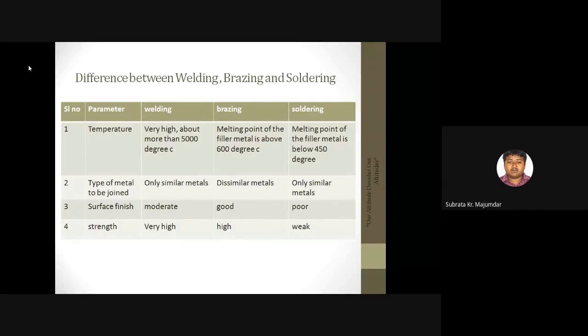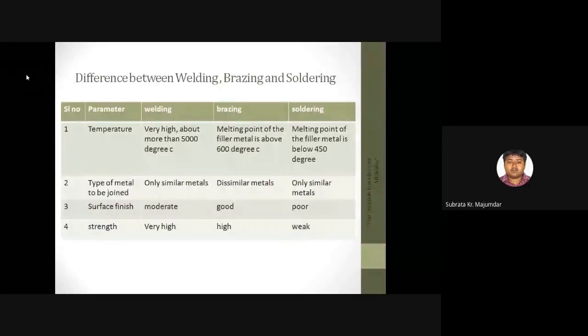Now we can discuss the difference between soldering, brazing and welding. First of all, we choose the parameter. Second, we choose the account of welding. Third, we choose the account of brazing. And lastly, we choose the account of soldering. According to the temperature: before starting the discussion of different types of joining process, we can classify the joining process into three ways according to the temperature.